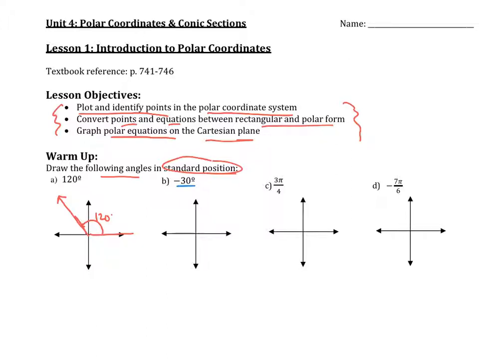Recall, if you have a negative value, you are going to go backwards. So negative 30 degrees. So my terminal side is right here. So we're rotating clockwise instead of counterclockwise. If we do radians, 3 pi over 4, it's positive, so that's going to cut us right in half. This is 3 pi over 4 radians. Here's my terminal side. And then if we rotate negative 7 pi over 6, that's slightly bigger than 1 whole pi. We're going in the opposite direction. So there's my terminal side. So hopefully that was a quick review. And that's it. We'll move on.